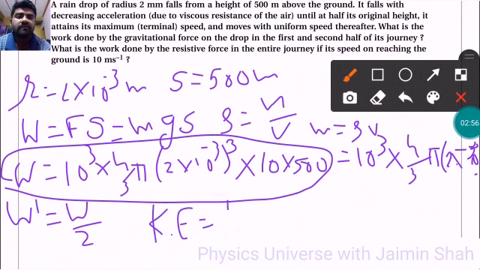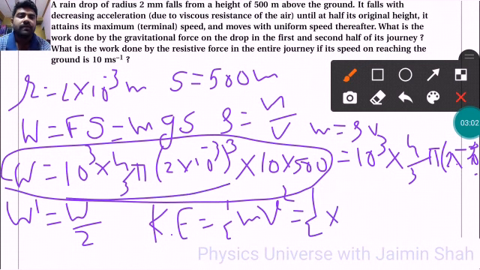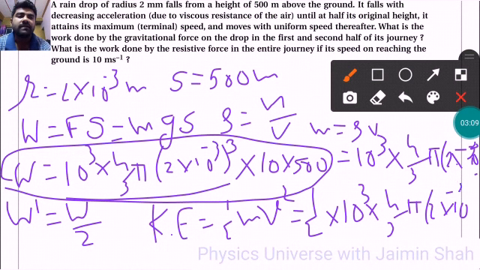So kinetic energy is equal to half m v square, again half into m, this term, right? So 10 raised to 3 into 4 by 3 pi into (2 into 10 raised to minus 3) cube into v square, where v is given as 10, and 10 square is 100. So this is how we will get the kinetic energy in joule.